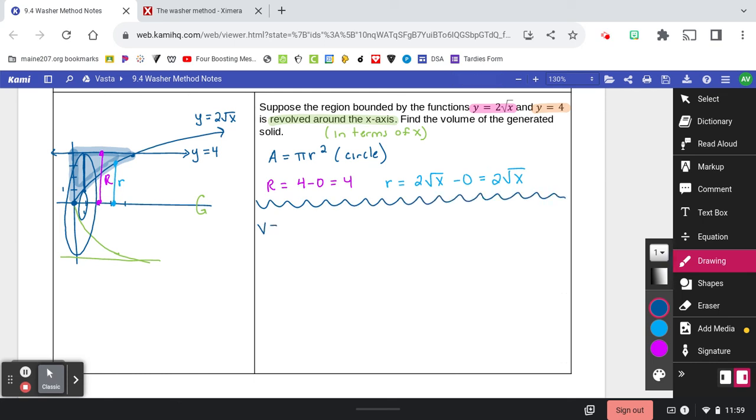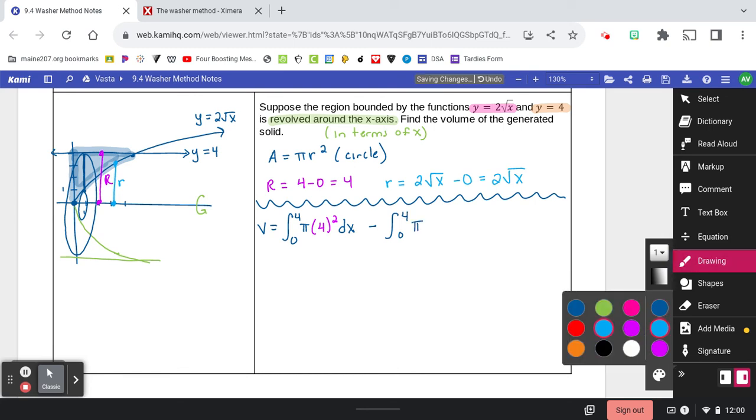When I set up my volume here, my volume is going to be the integral from my beginning x value, which is 0, to my end, which is 4, of pi times big R squared dx, minus the integral from 0 to 4 of pi times little r squared, which is 2 square roots of x, squared, dx.